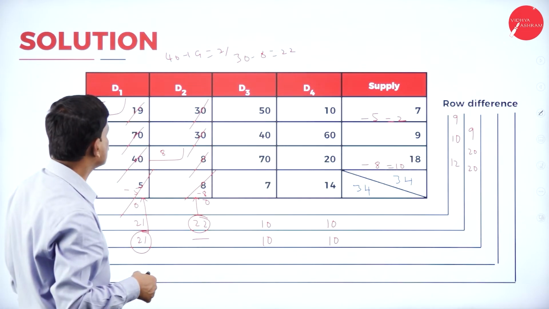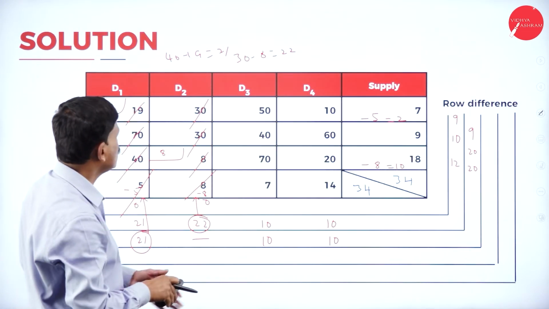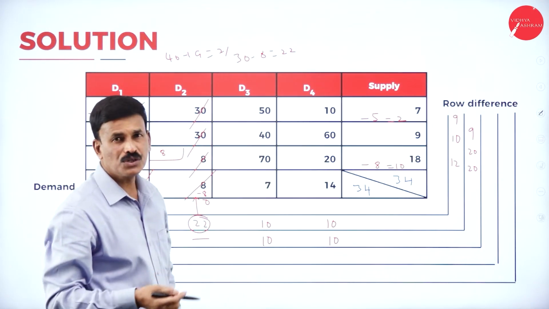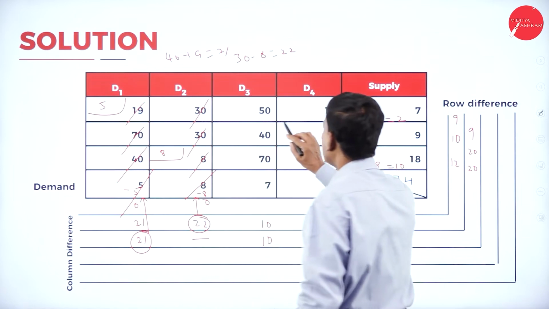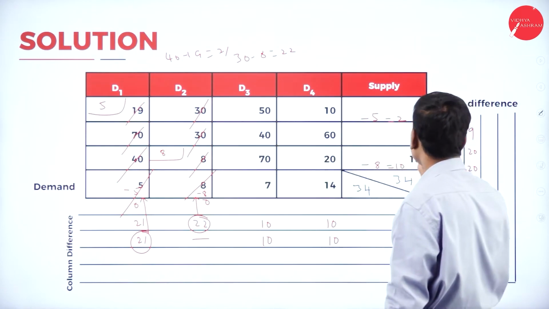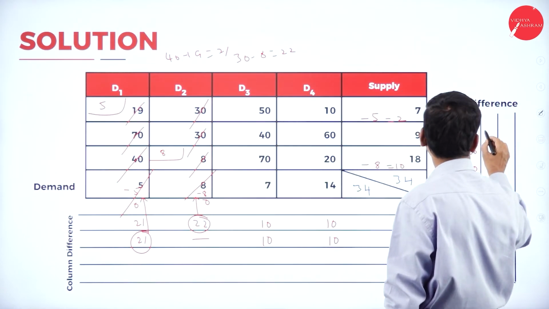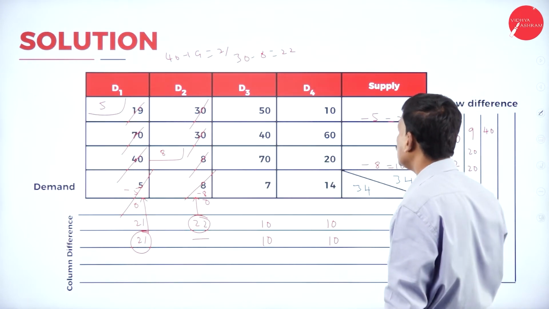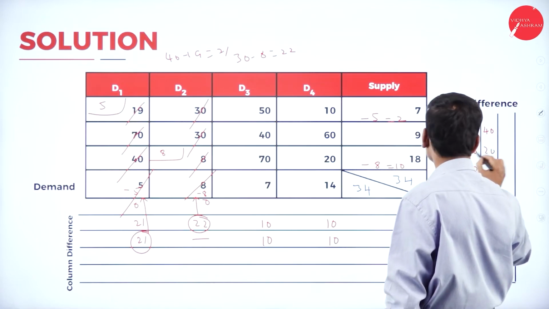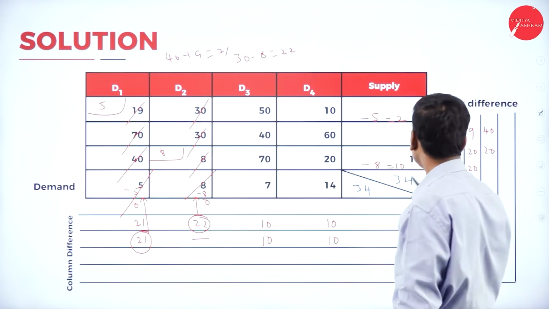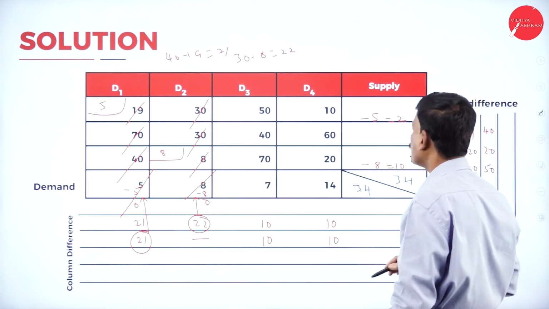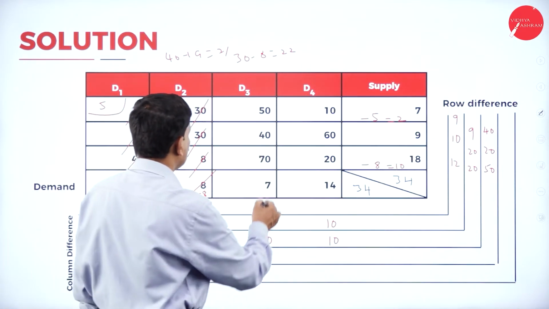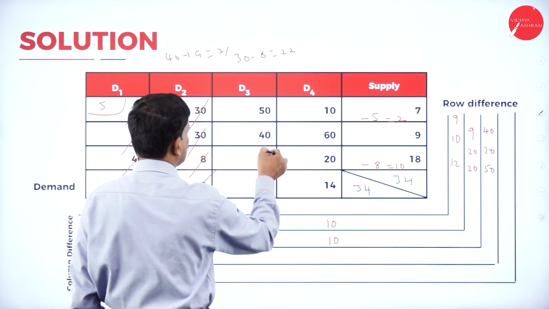Okay. Next, now what are the remaining? Only these two cells are remaining. In these two cells, identify the row difference and column difference. The difference between 50 and 10 is 40. So 40. Again, the difference between 60 and 40 is 20. Again, the difference between 70 and 20 is 50. Okay. Now let us come to this. This is cancelled. And what is left over is 50, 40 and 70.